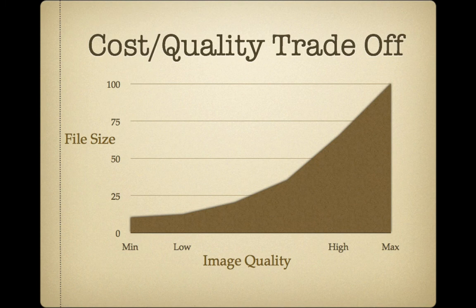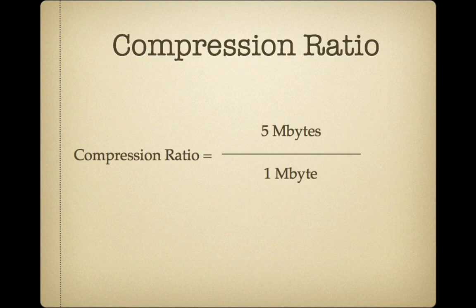But the ways in which JPEGs go bad are very different from the ways in which GIFs go bad as the quality gets reduced. And we talk about the compression ratio. That's the original size divided by the compressed size. So if it started off being 5 megabytes and when compressed down it was 1 megabyte, you'd have a compression ratio of 5, or a compression ratio of 5 to 1.